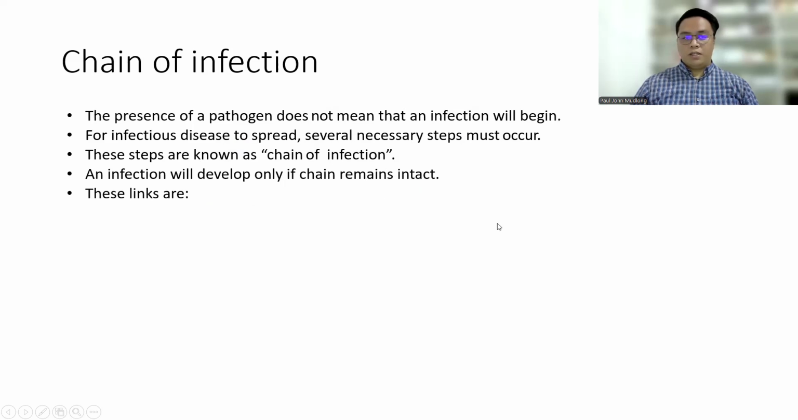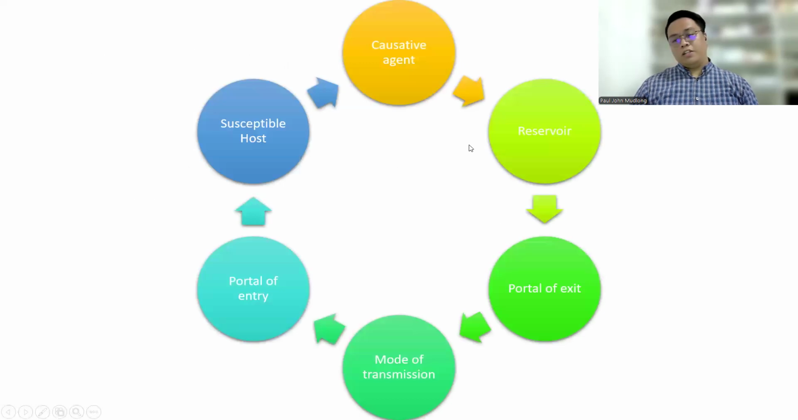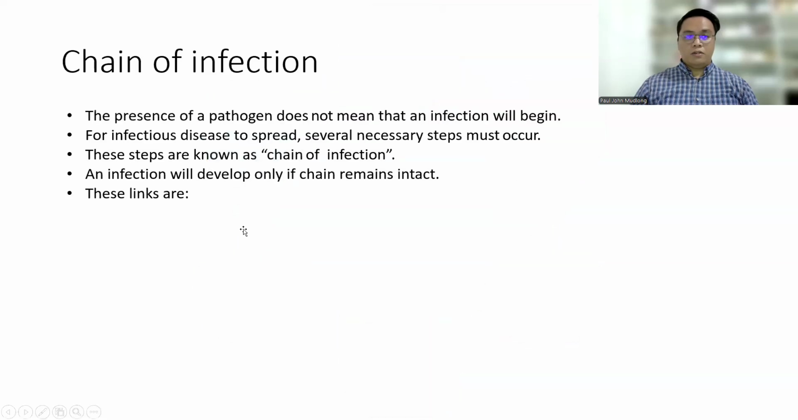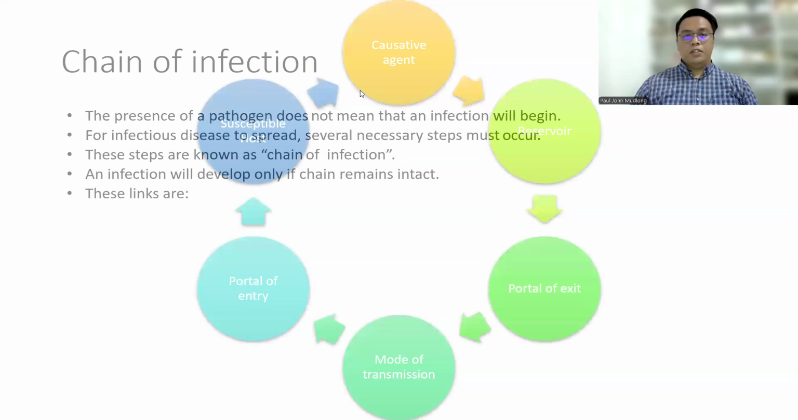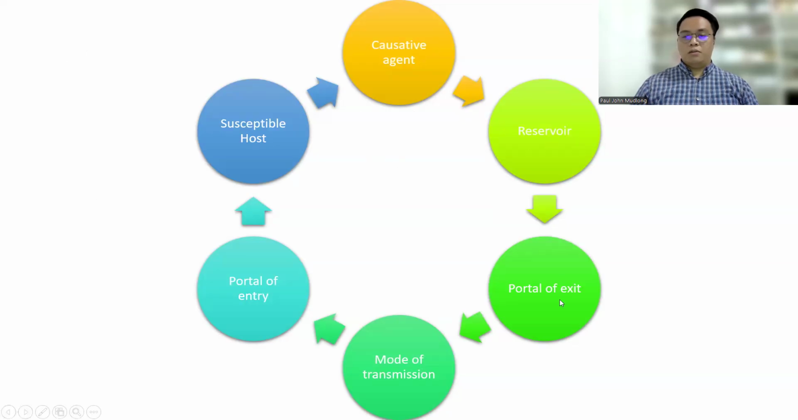These are the links, as we discussed a while ago. If any one of these is not present in the chain of infection, the infection will not spread. As discussed a while ago, an infection will develop only if the chain remains intact. So: causative agent, reservoir, portal of exit, mode of transmission, portal of entry, susceptible host, and it goes on and on. So it's like a chain. That's why we call it a chain of infection.